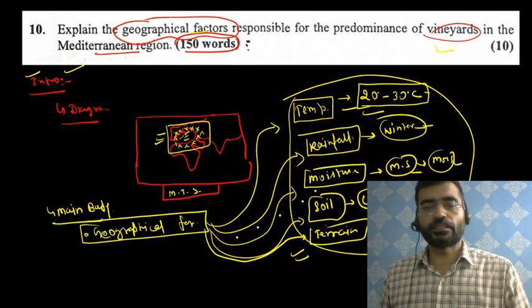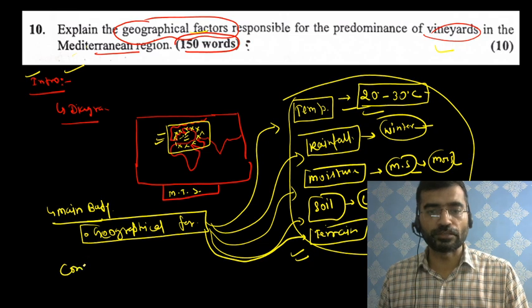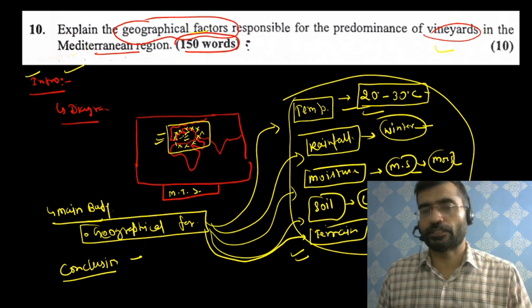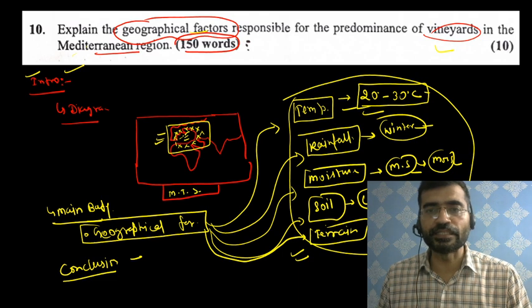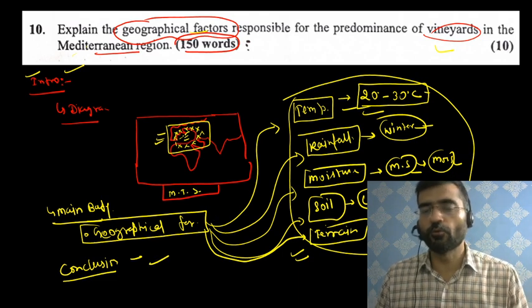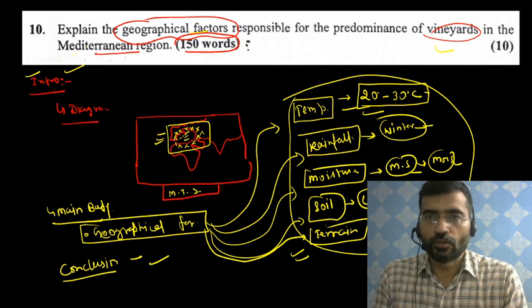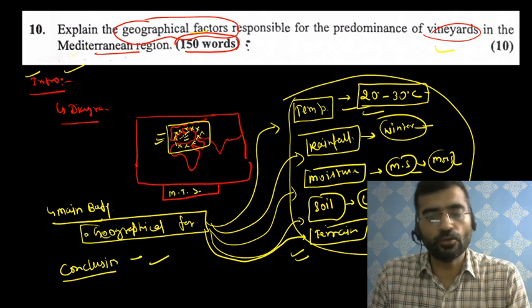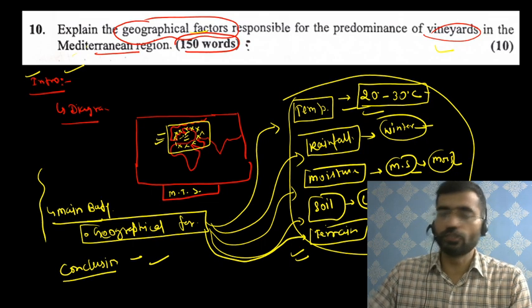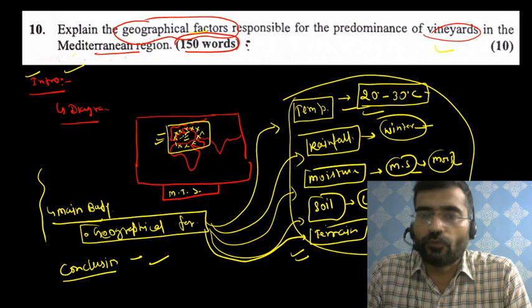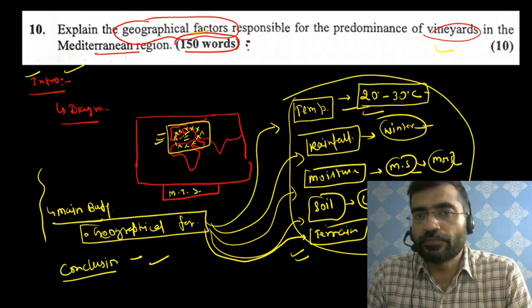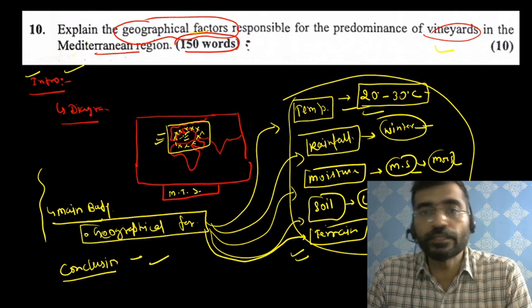Now, after this, you need to write a conclusion in short. So this way, geographical conditions enable the Mediterranean region to produce more wine for the entire world, and that makes it the wine yard of the world. In short you may conclude your answer this way. The nutshell is that while writing an answer in geography, you have to draw some diagrams and identify the dimensions that determine things.